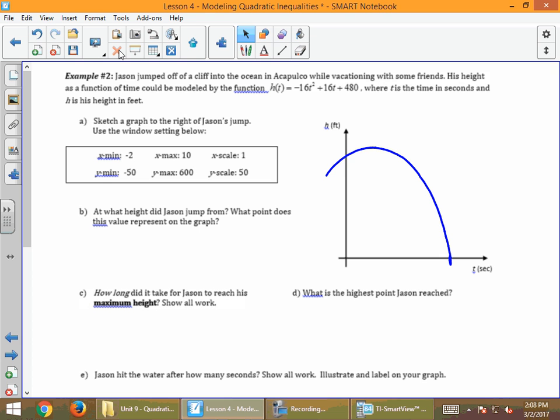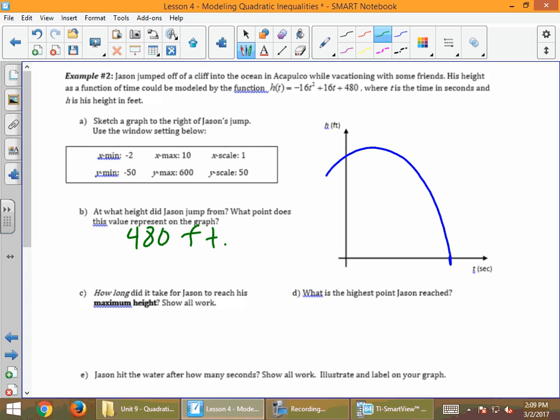Alright. So B, after we sketched our graph, at what height did Jason jump from? Oh, you don't have to do any math for this one. What was his initial height? What did he jump from? Yeah, good, 480 feet. Whatever this back number is tells you what your initial height is. So you jump from 480 feet. What part of the graph does this represent? Yes? Good. It represents the y-intercept. The back number represents the y-intercept. So 480 feet, this guy right here, our y-intercept.